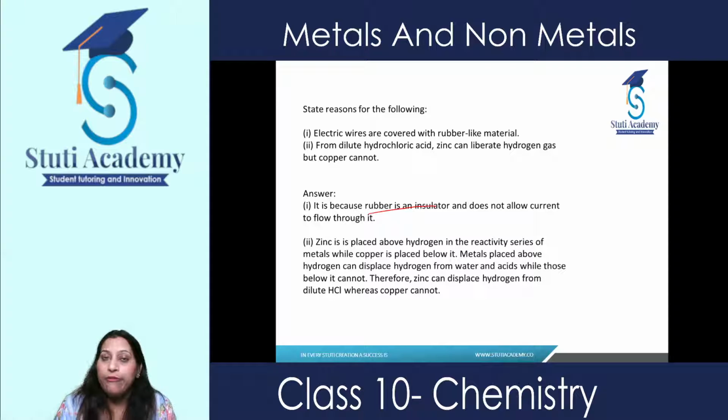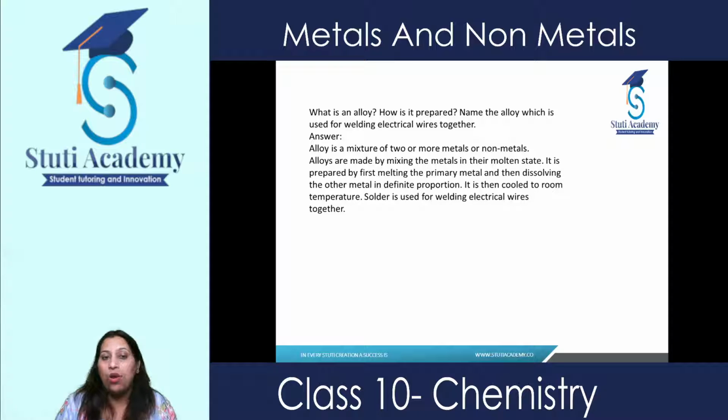Now next is, from dilute hydrochloric acid, zinc can liberate hydrogen gas, but copper cannot. See, zinc is more reactive than hydrogen. It can easily displace it. If you remember the reactivity series, the metals which are placed above hydrogen are highly reactive than hydrogen, so they can easily displace it. But copper is placed below hydrogen in the reactivity series. It means it is less reactive than hydrogen. So less reactive cannot displace hydrogen. That's the reason that zinc can liberate hydrogen gas, but copper cannot.